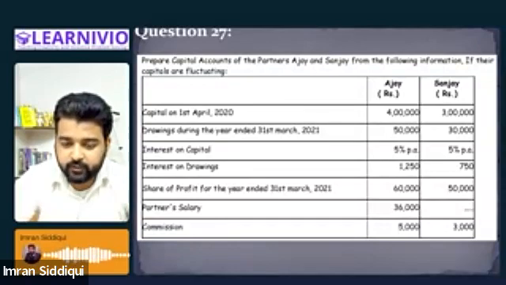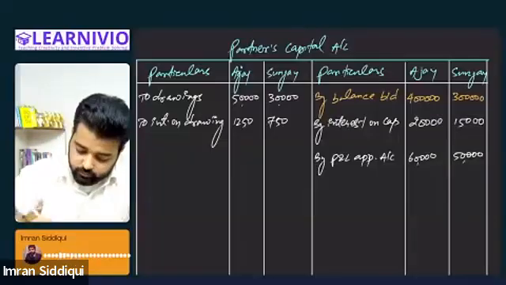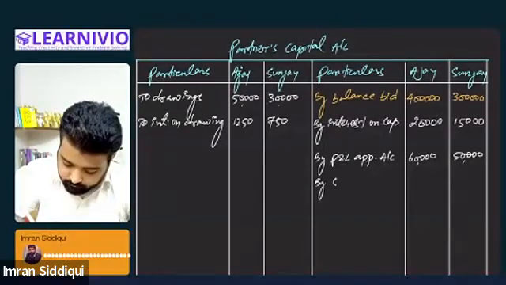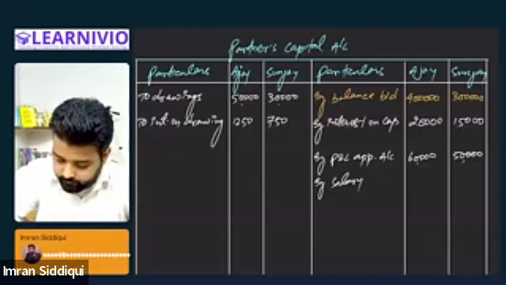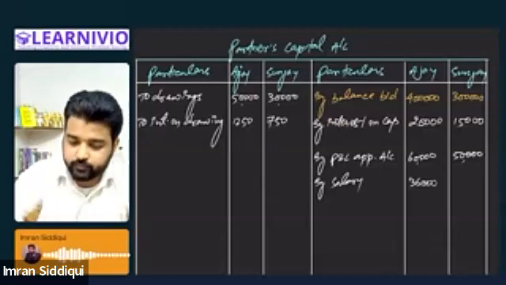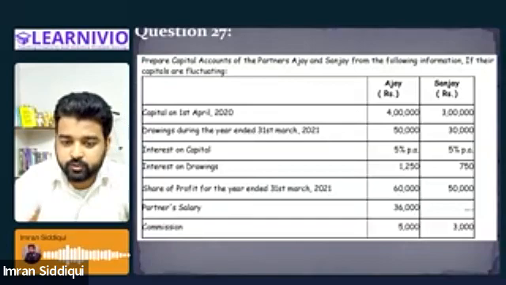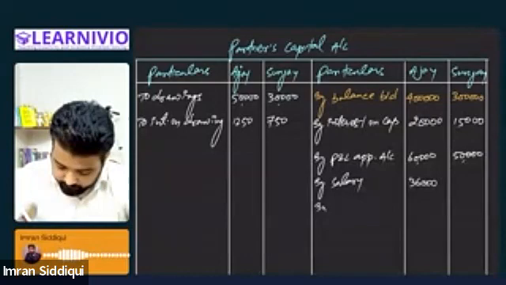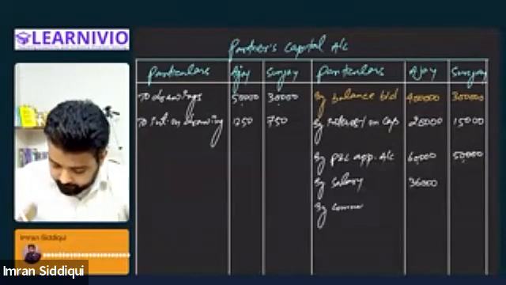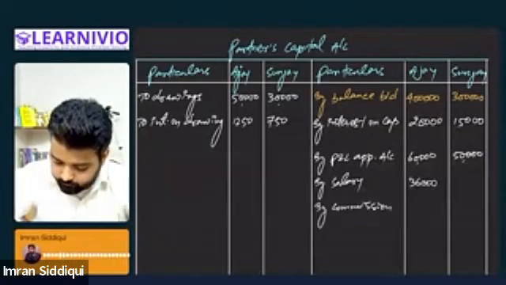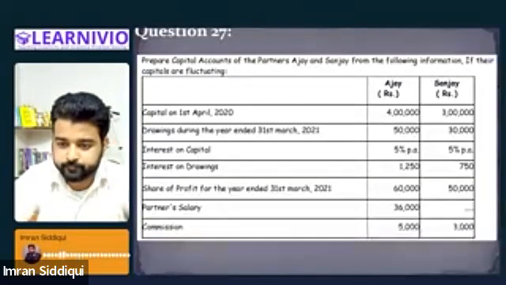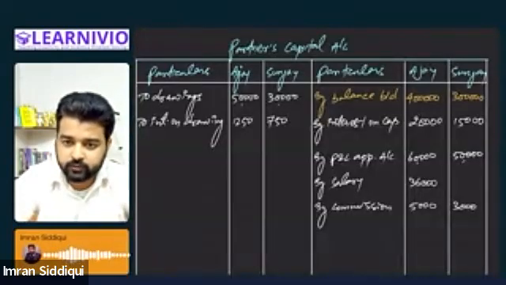After that, we have partner's salary. Only Ajay will be getting a salary of 36,000. Then commission, both the partners will be getting a commission of 5,000 and 3,000 respectively. Okay, so this is it. Nothing more is given in the question.